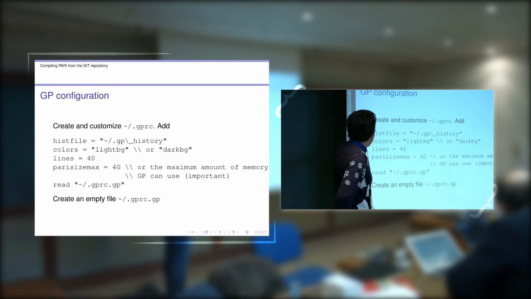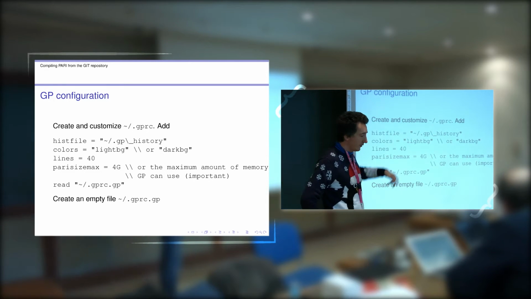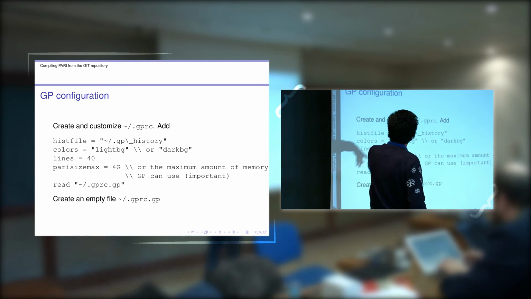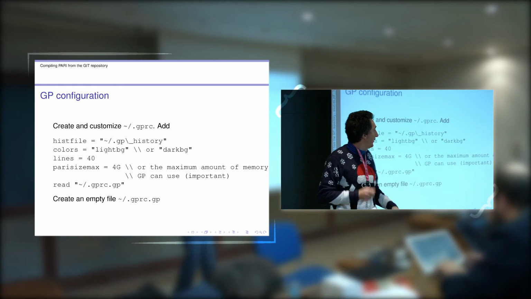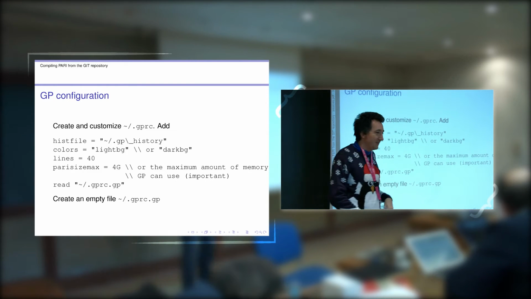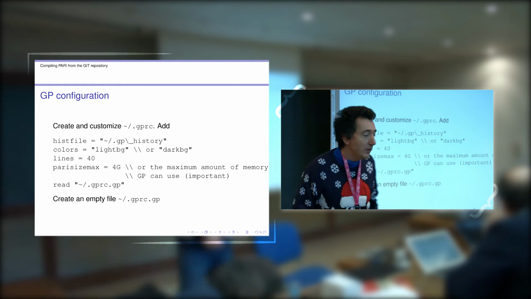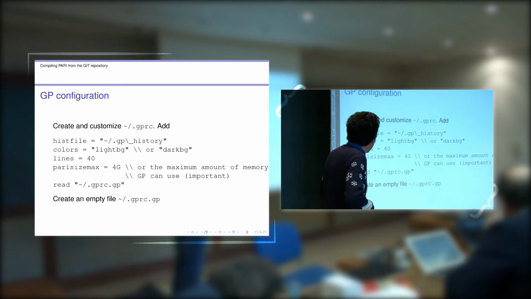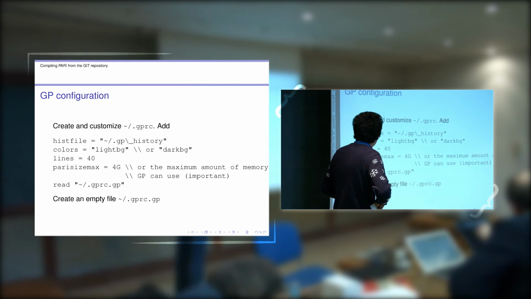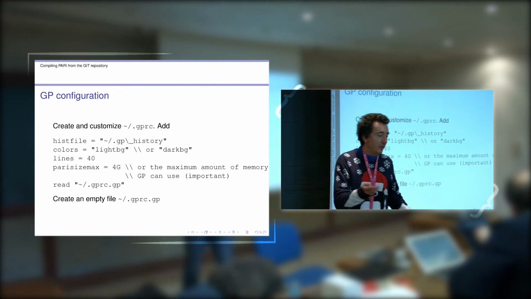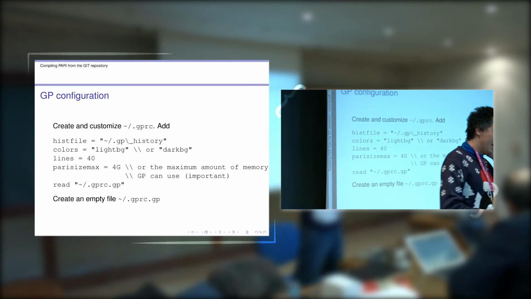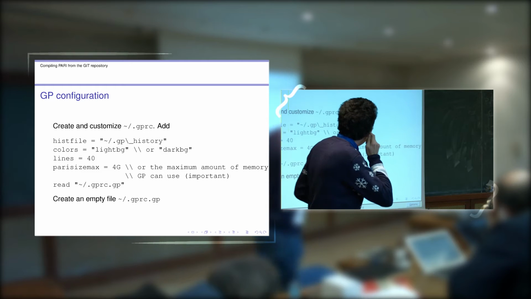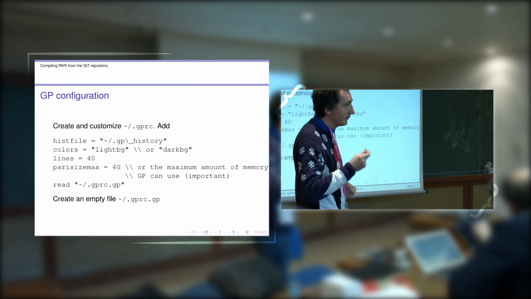So the first line says to record your GP commands in the file .gp_history. Well, sorry for the backslash. Is it necessary? The backslash? No, it is not necessary. But it doesn't really make a difference. It will record your commands. So if you stop GP and restart GP, you can use the history to recover what you did last time. It's a bit crude, but sometimes it's very useful.